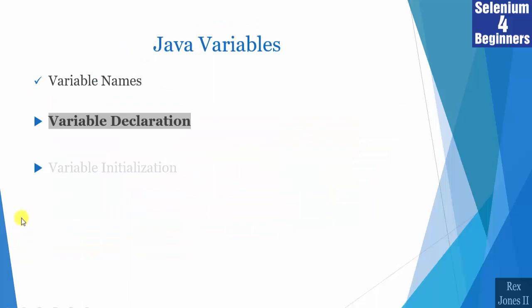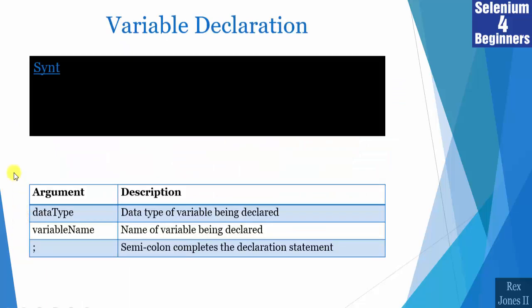Next is variable declaration. Variable declaration is declaring a variable exists in our class. All variables are associated with a data type. That's why we see in our syntax, data type is written before the variable name. Variable name is the name of the variable being declared.